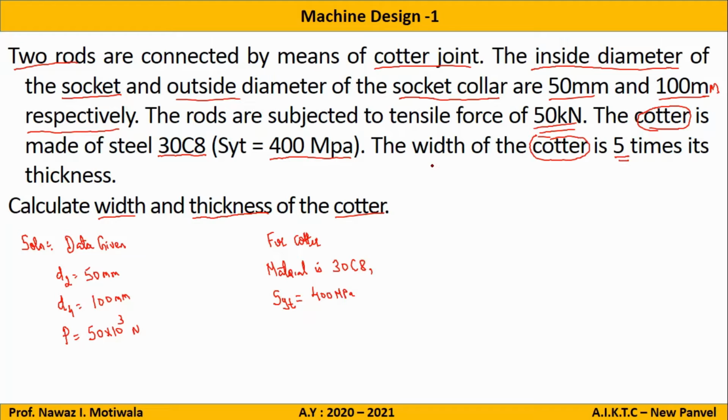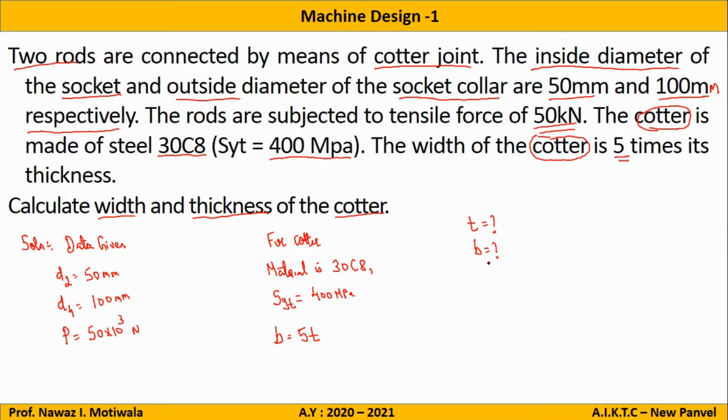Okay. The width of the cotter is 5 times the thickness. So one more thing in relation to cotter is given as the width, that is B, is 5 times its thickness, which we have taken as T. And we need to find out what is T and what is B.